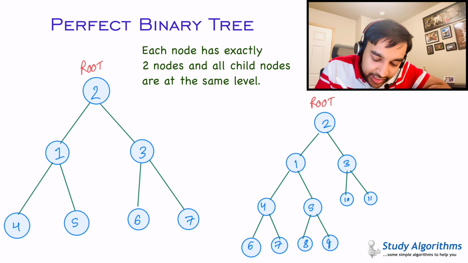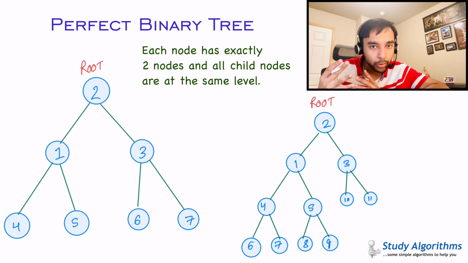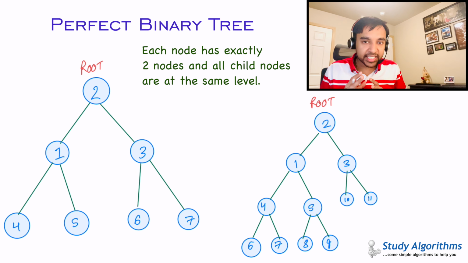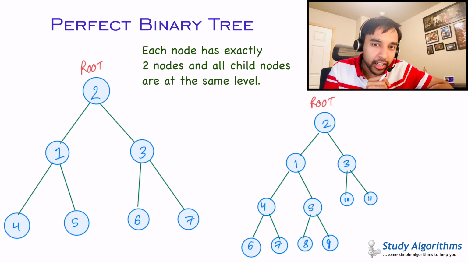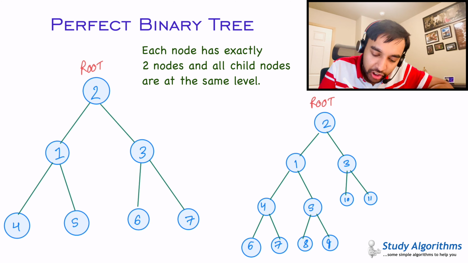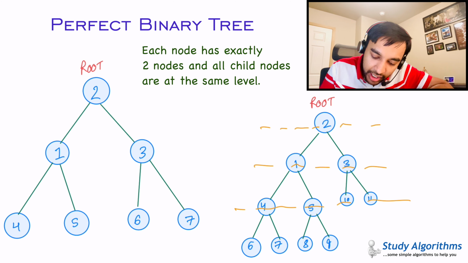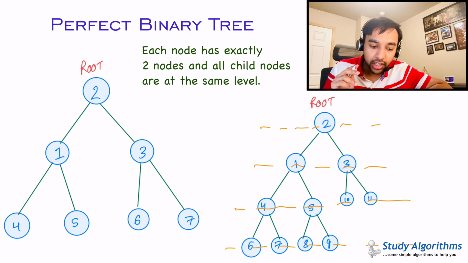So in this example, you can see that node number 2 has two child nodes, node number 1 has two child nodes, 3 has two child nodes, and both the nodes 4 and 5 also have two child nodes. So you are satisfying all the conditions of a full binary tree, right? But now try to look at all the levels of the nodes in the tree. You have level 1, then level 2, then level 3, and then level 4, right?